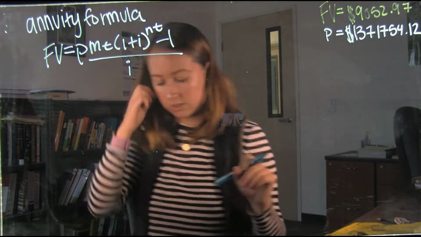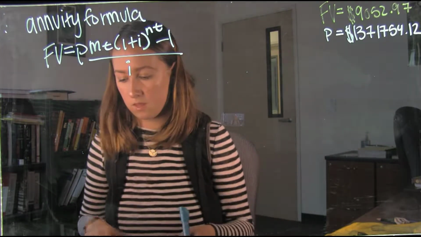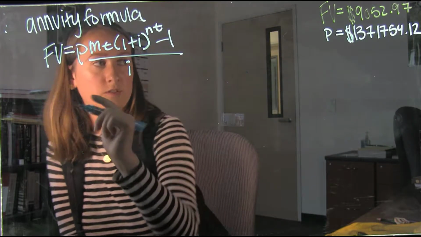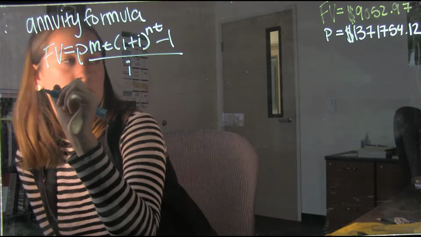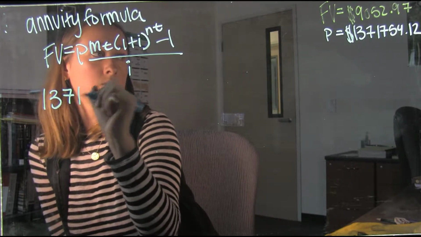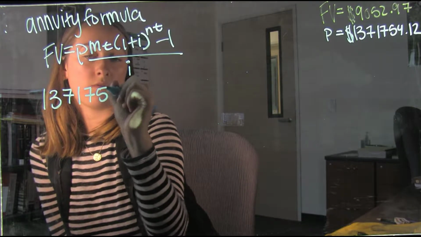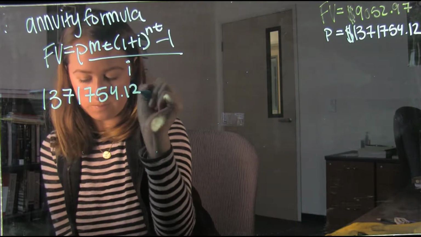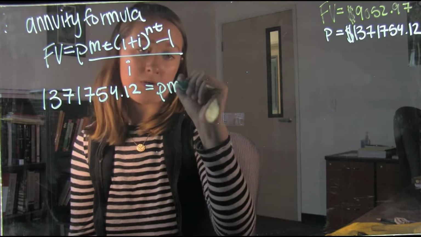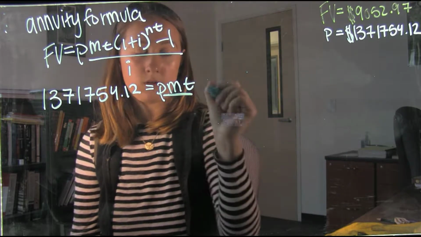And the numbers for this one, so we're going to plug in this number that we have here, that's going to be our future value. So we plug that in, it's going to be 137,175,412 equals payment, which we don't know yet, so this is what we're looking for.